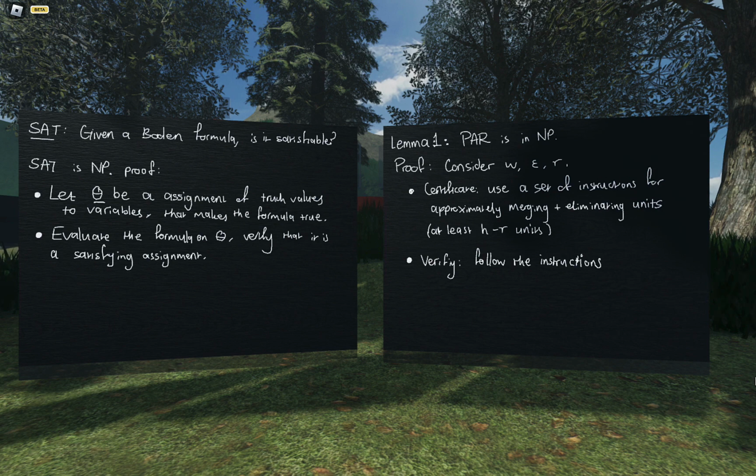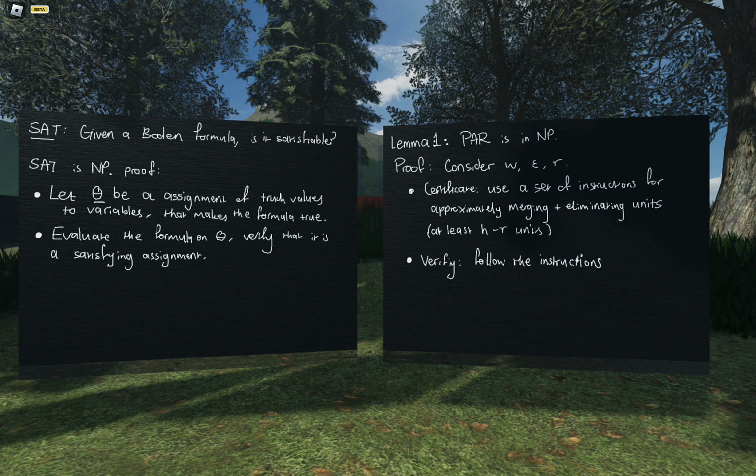So we have this set of instructions that says which units to merge and which units to eliminate. It's important that this set of instructions is a polynomial object itself. For example, if the instructions are very long and it takes an exponential amount of time to just read them, that would be a problem. But each of these instructions is very simple because it's just like merge these two units or eliminate this unit. And there can only be so many of those. In fact, you only need h minus r of those, and that's going to be polynomial in the size of the instance, which is determined by the size of the parameter.